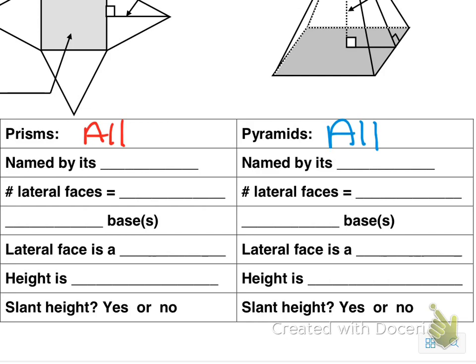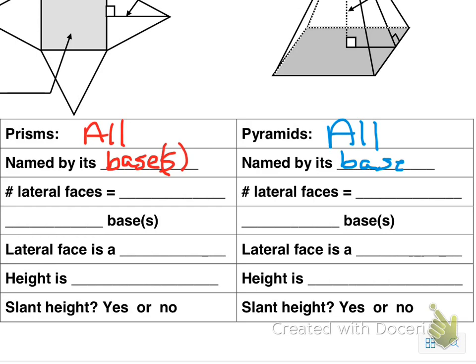Okay, for prisms, they are named by its base. And remember, there's two of them, so I'm going to put named by its bases. And then for the pyramid, it's named by its base because it's only one. And I'm going to go back and put, because prisms have two bases, that's why I'm putting it with the S. Okay, number of lateral faces equals.